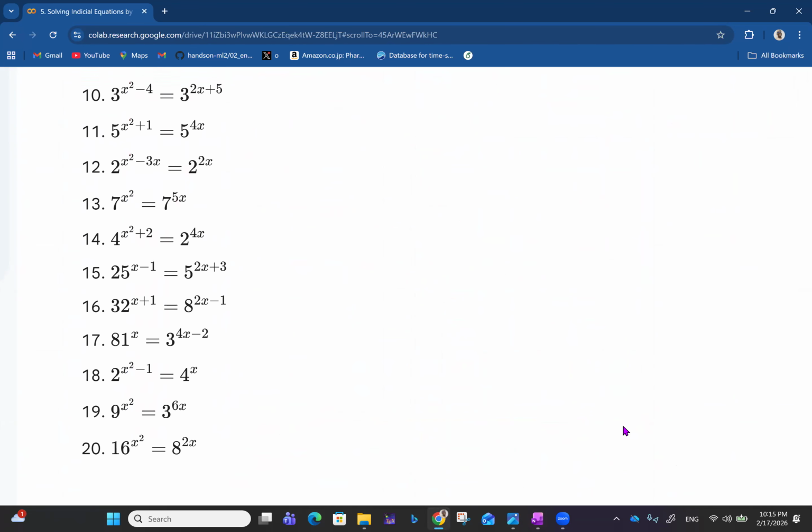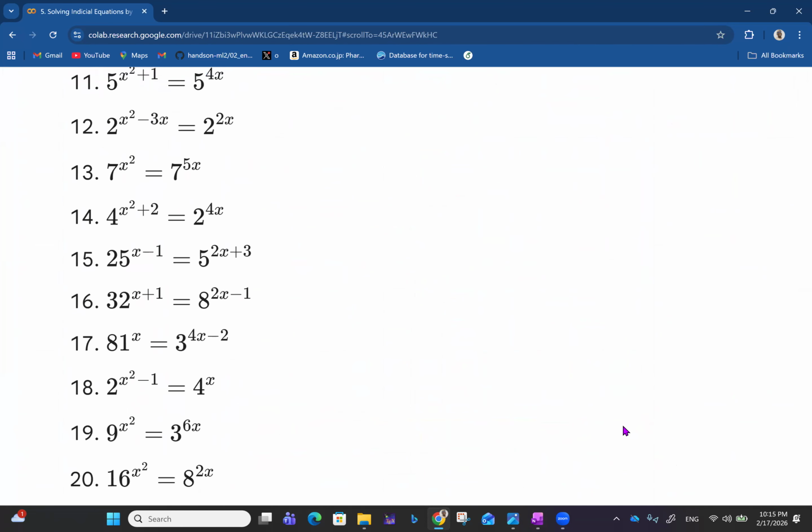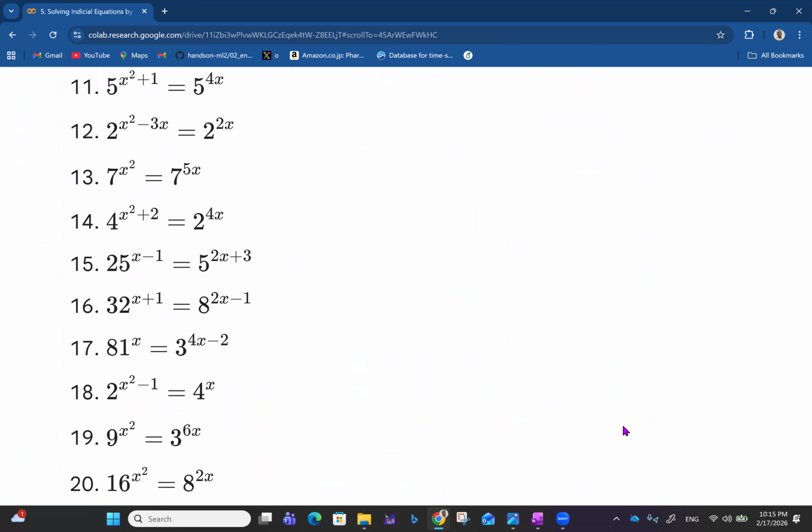From 11 to 20, which one should I go for? Everything looks tempting. Let me just leave everything. I mean, they're pretty simple. So let me just try your hands on them and let me know how well they go.